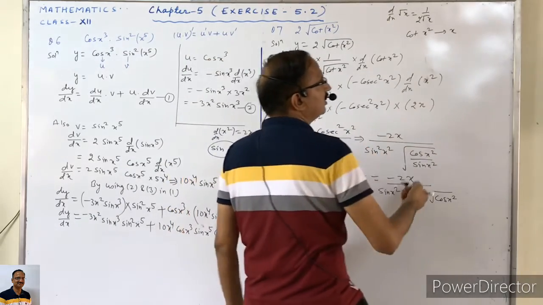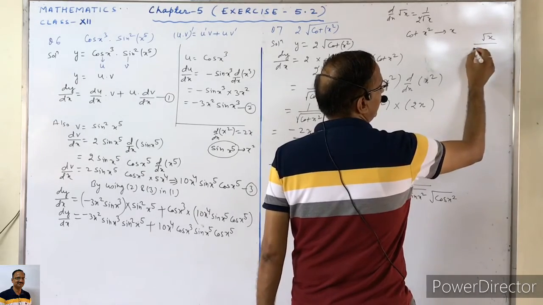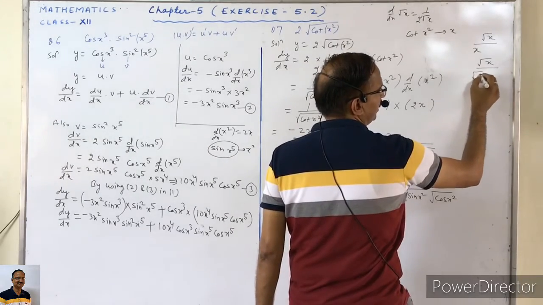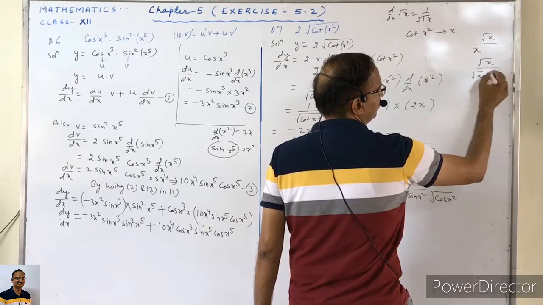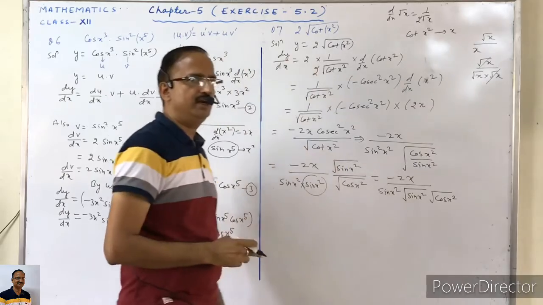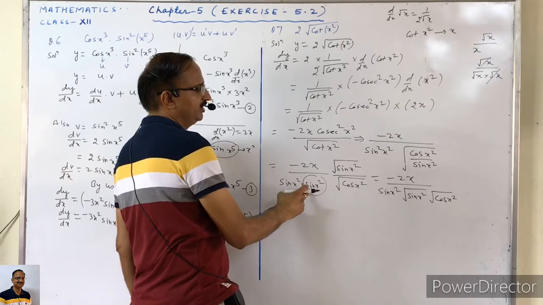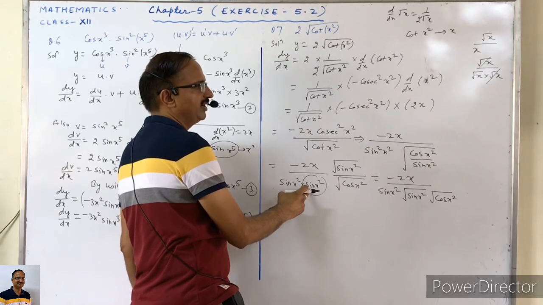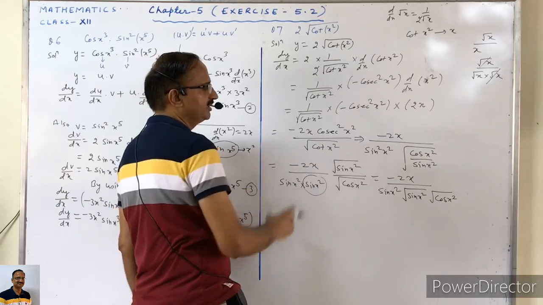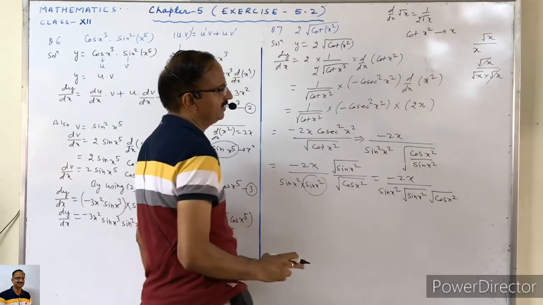How? Suppose we have root x in the numerator and x in the denominator. So this is root x, and this can be written as root x multiplied by root x. So one root x will cancel, and we have one root x in the denominator. In the same way we have done here, this can be written as root sine x square multiplied by root sine x square. So one root sine square is cancelled with this, and we have root sine x square, and this sine x square is as it is.